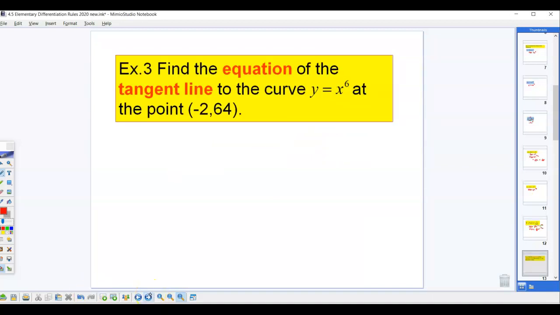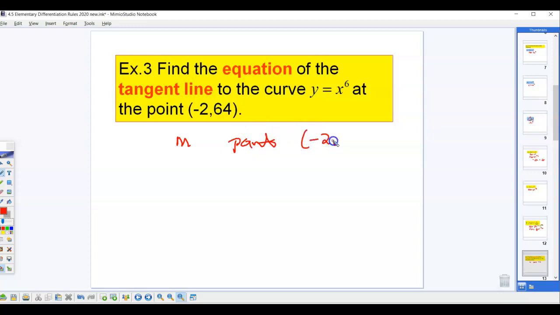All right. Now, if you recall back to some of the questions in sections 4.3 and 4.4, we were asked to find the equation of a tangent line. To find the equation of a tangent line, you need two things. You need the slope, and you need a point. Okay, well, for this particular question, we are given the point.